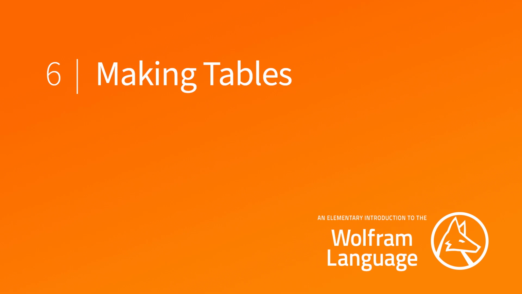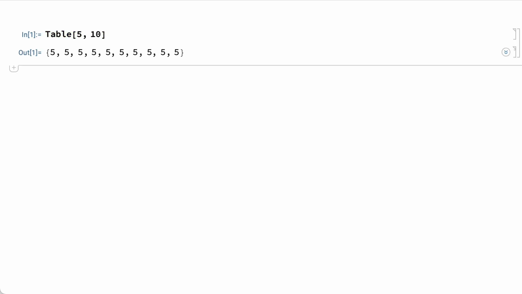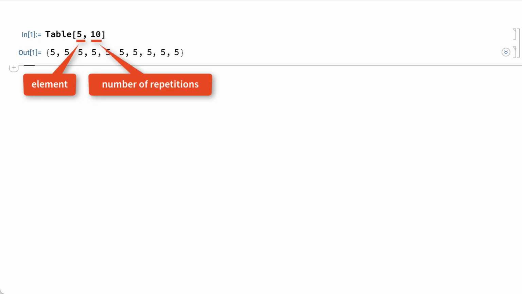Section 6 is about making lists or tables, mostly using a function called table. In its simplest form, the table function makes a list with a single element repeated some specified number of times. This input, for example, returns a list with the number 5 repeated 10 times. The first argument in table gives the element, and the second argument gives the number of repetitions.